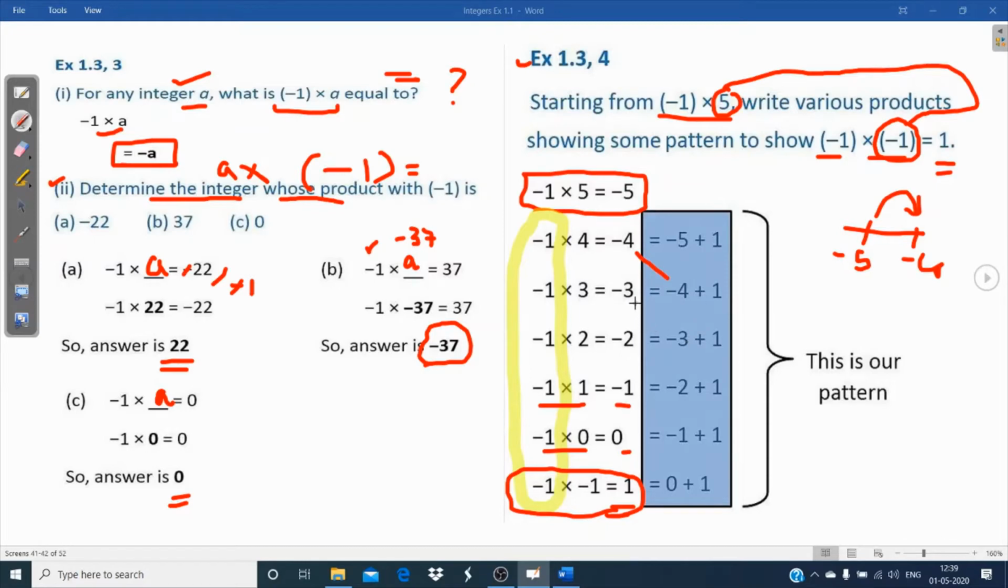Minus 3. Then this minus 3 plus 1, what are you getting? Minus 2. Minus 2 plus 1, what are you getting? Minus 1. Minus 1 plus 1, you are getting 0. And again 0 plus 1, what are you getting? 1. So this will be your required pattern.